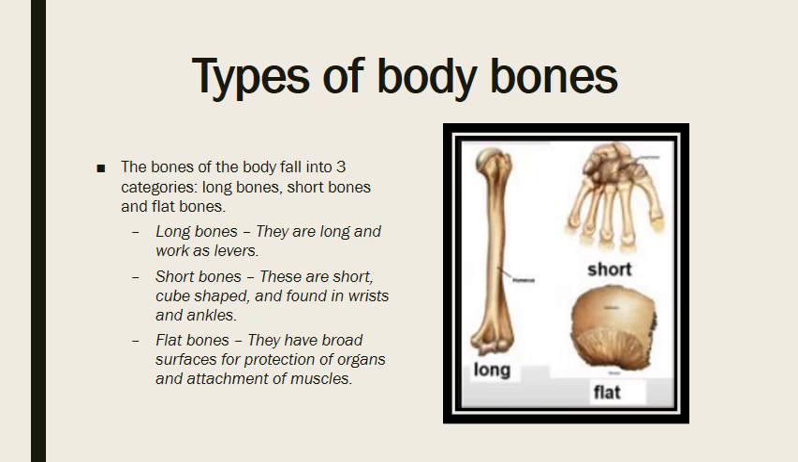Then we looked at short bones. These are short, cube-shaped, and found in wrists and ankles. And flat bones have broad surfaces for protection of organs and attachment of muscles. For example, the rib cage, the cranium, so the skull, and the clavicle. These are all flat bones.